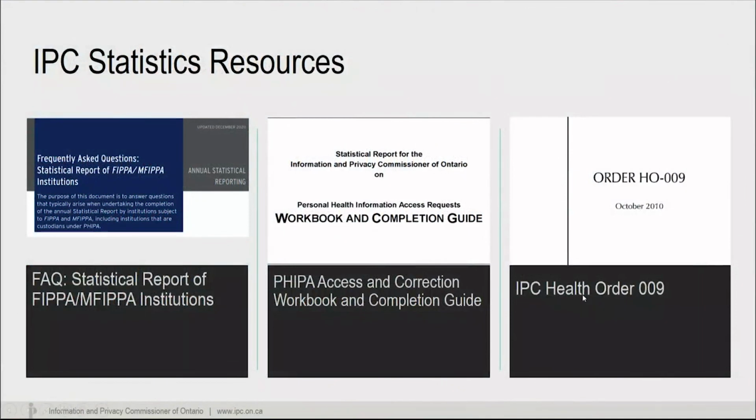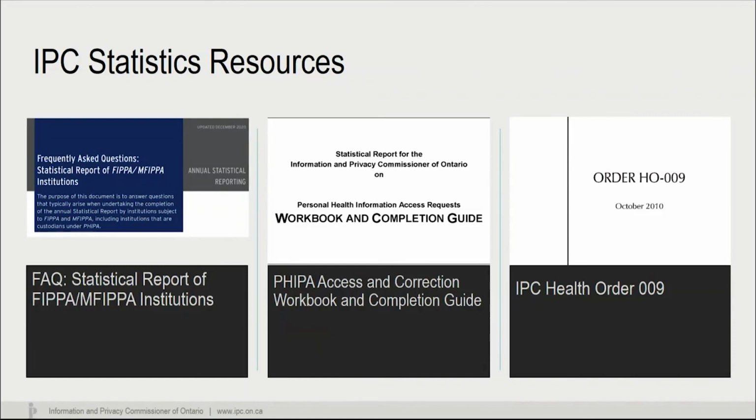Moving on, I wanted to highlight a few resources here that might help you with your statistical report. The first one is an FAQ. It's a statistics report FAQ on the PHIPA and MPHIPA submissions for institutions, but it does have answers to questions that relate to PHIPA and MPHIPA institutions who are also custodians. We've answered those questions in this presentation as well, but it's worthwhile taking a look at that. It's available in the guidance section of our website.